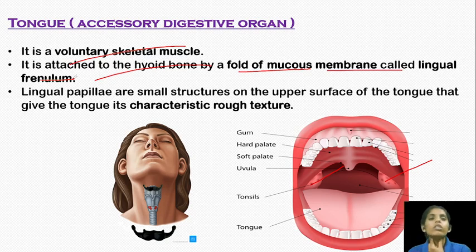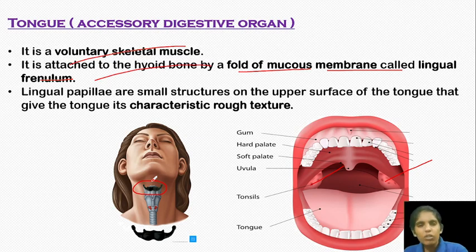So here the hyoid bone will be present. This is the larynx, and above the larynx the hyoid bone will be present. Okay, this is the hyoid bone, and to this hyoid bone the tongue will be attached. The hyoid bone will help in keeping the tongue in its position. So it will stabilize the position of the tongue.